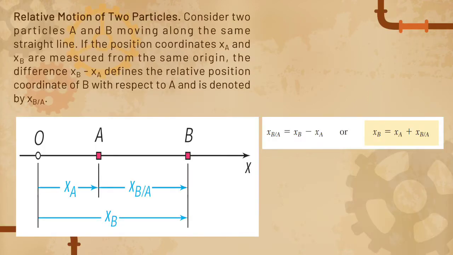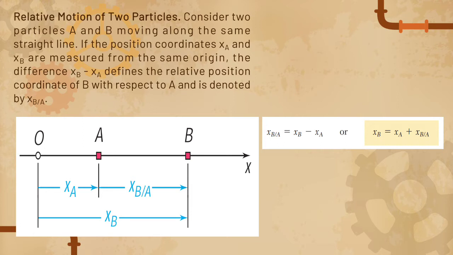Relative motion of two particles. Consider two particles, A and B, moving along the same straight line. If the position coordinates x sub A and x sub B are measured from the same origin, the difference x sub B minus x sub A defines the relative position coordinate of B with respect to A and is denoted by x sub B over A.